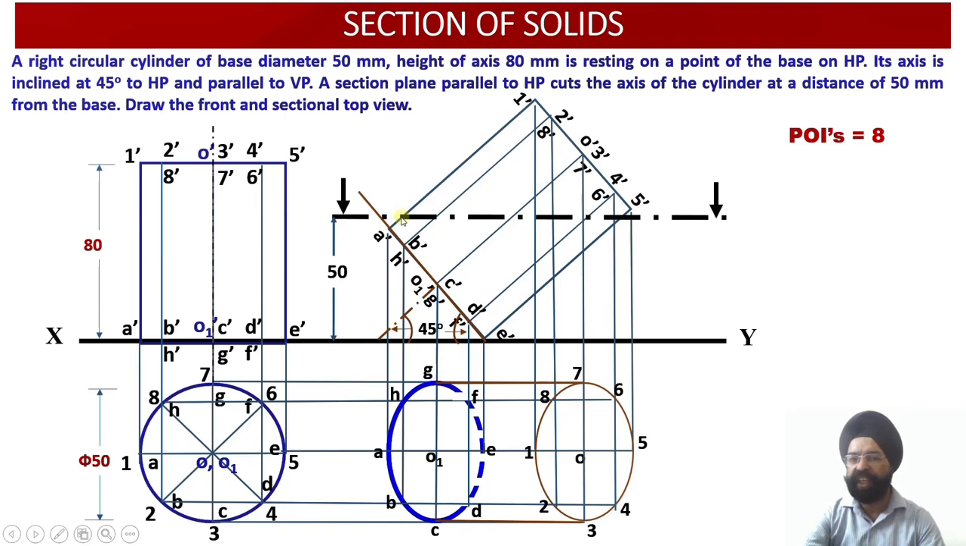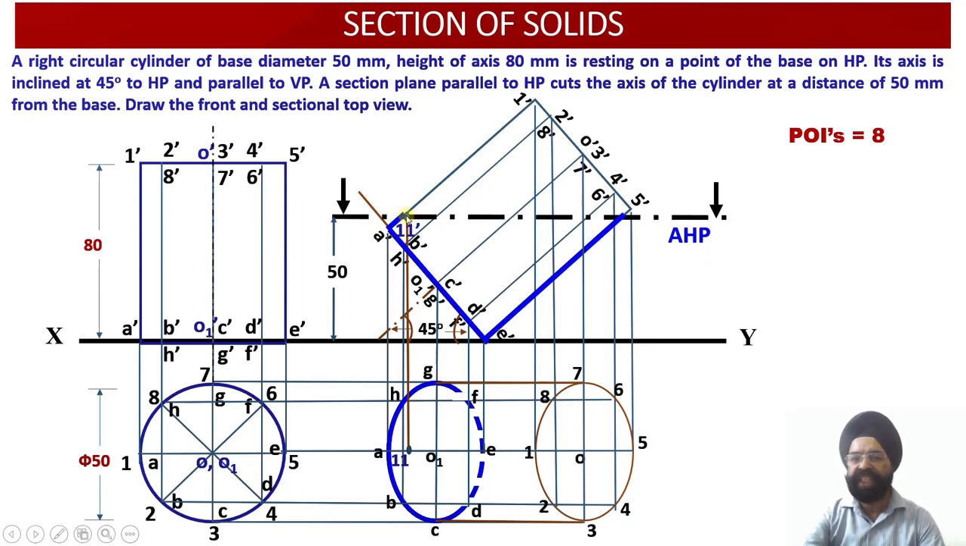So please check this out. Point number 1, that is 11 dash. So this is a point. You see, I have marked a point. This is the point of intersection of the cutting plane with the vertical generator of the cylinder, whose name is 1 dash and A dash. So the name of this point is 11 dash.